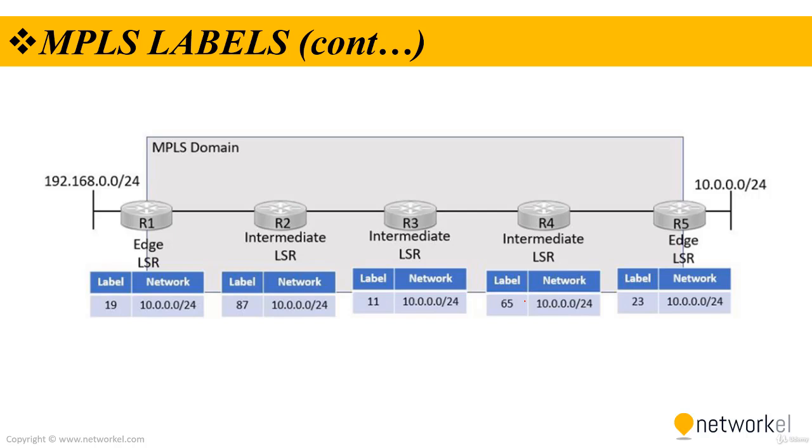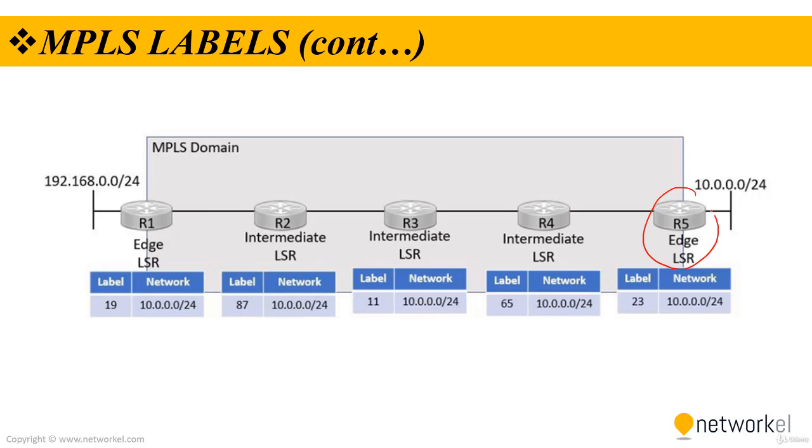So MPLS-enabled routers automatically assign labels to every network that they know about, guys. How does a router know about a network? It can be locally configured by configuring an IP address on a router interface and issuing the no shutdown command, as you know. And it may also know through the propagation of routing information with dynamic routing protocols such as OSPF and EIGRP.